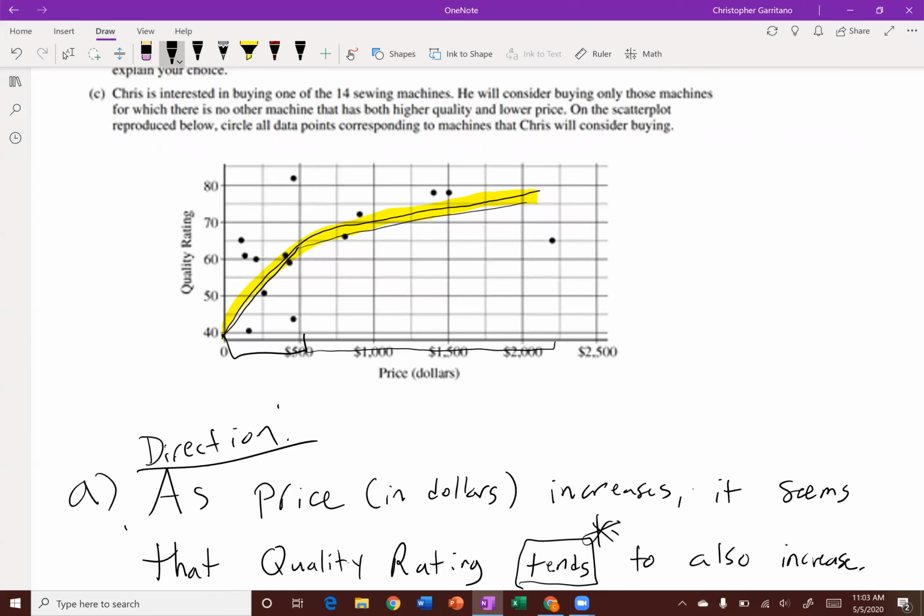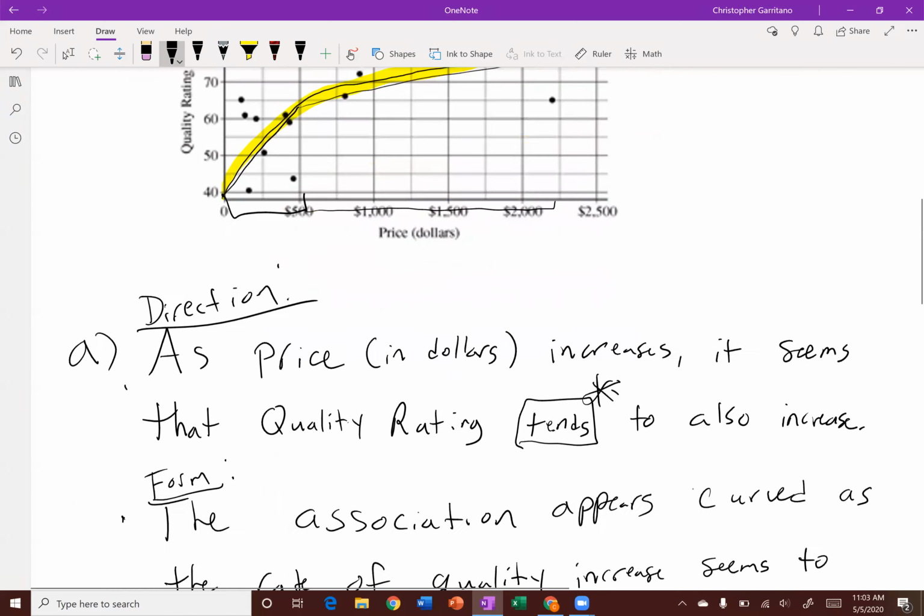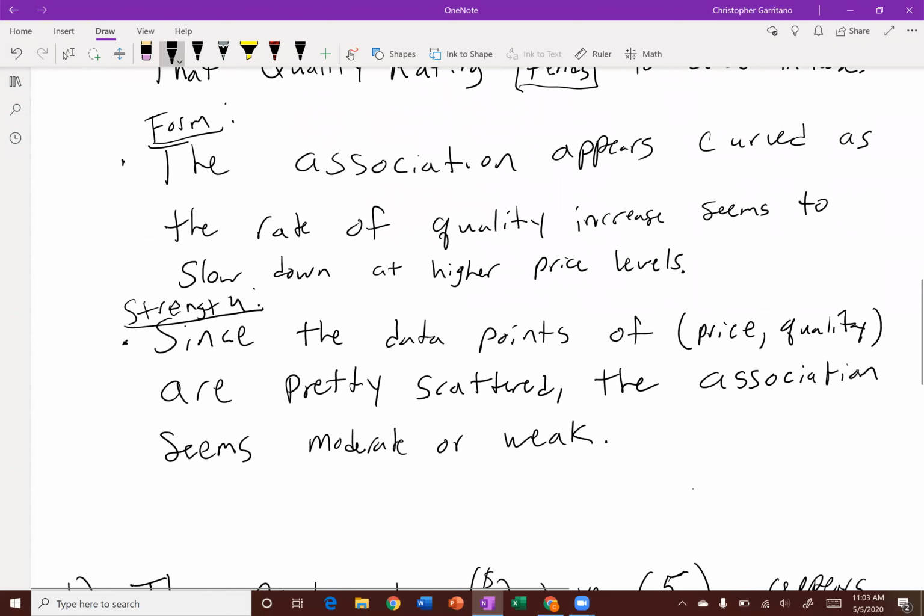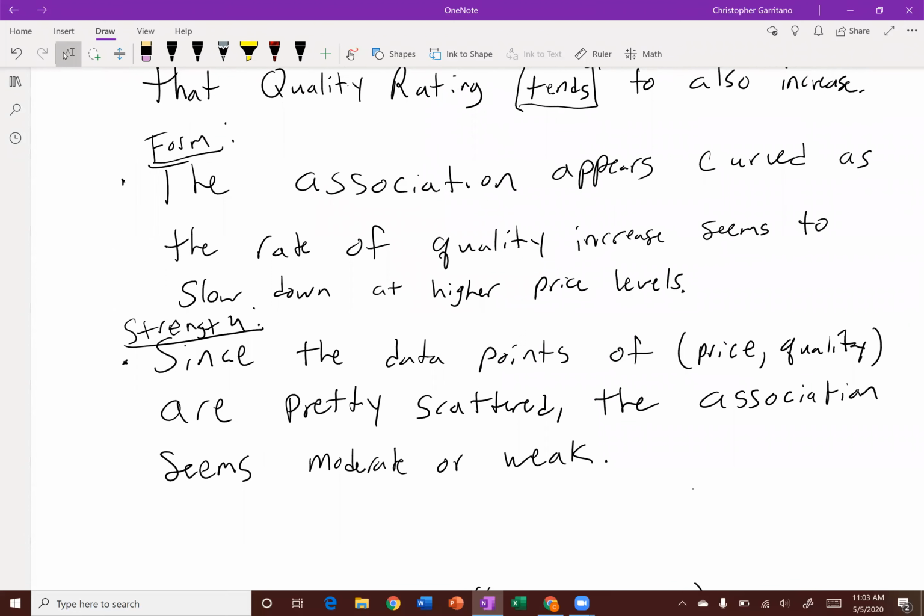that the points defined by price and quality rating are pretty scattered. That's a pretty important piece of terminology to refer to strength of association. So I went on to say that since the data points of price, comma, quality are pretty scattered, the association seems moderate or weak. I didn't want to put a definite label on it. So I said moderate or weak.